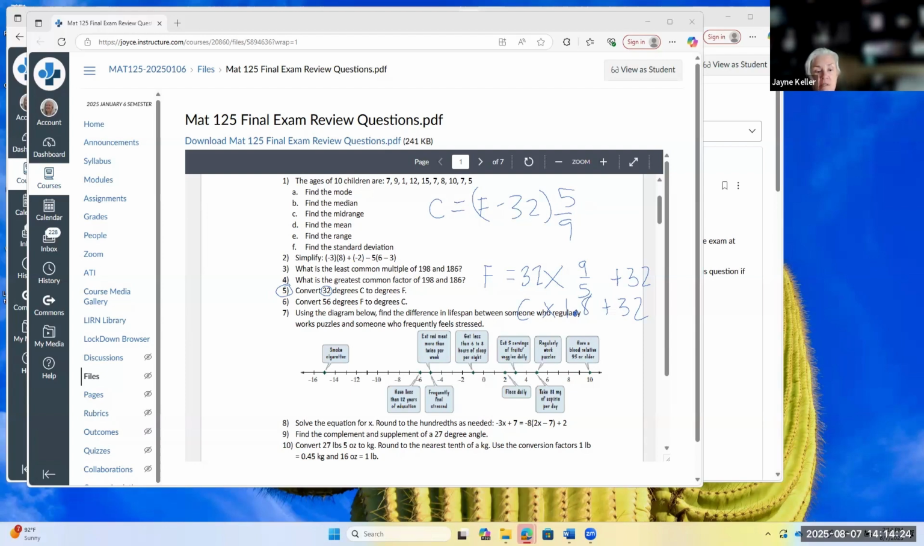I get 89.6. Is that what you got when you used your calculator? Yeah, the answer key says 89.6. And then for this one, we're going from Fahrenheit. So 56 degrees Fahrenheit. I'm going to do Celsius equals 56 minus 32 times 5/9.